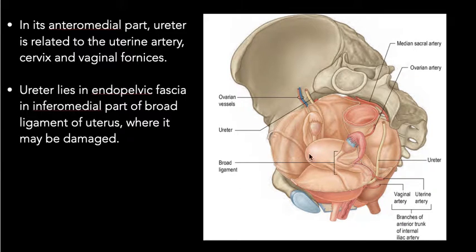In the anteromedial part, you can see the ureter is related to the uterine artery, the cervix and the vaginal fornices. The ureter is lying in the endopelvic fascia, inferior medial part of the broad ligament. You can see this is the broad ligament over here, and this is the ureter coming. Inferior medial part of the broad ligament, and this is a place where it can be damaged. It is related to the uterine artery over here and the vaginal artery over here, okay? So it can be damaged over here.